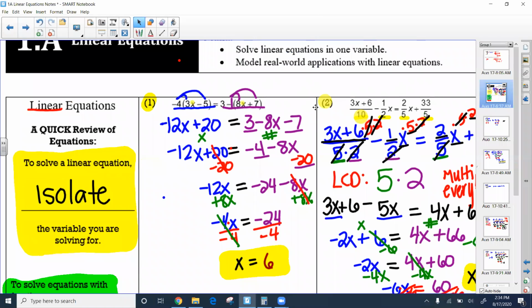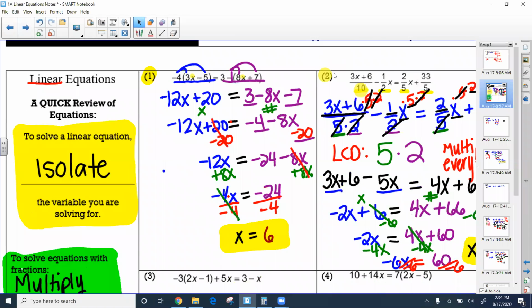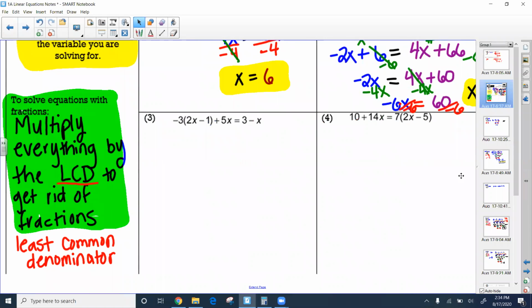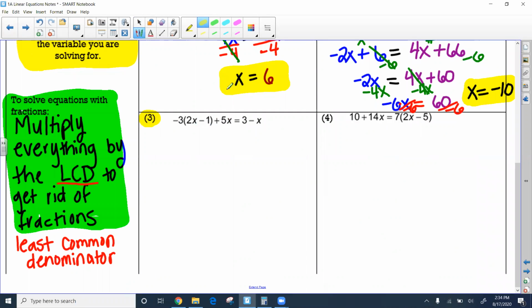So far, we've done 2 examples in the notes, 1 and 2 here. And like I said, we're going to do 2 more, number 3 and number 4. So go ahead and write down example 3: -3 times the quantity 2x minus 1 plus 5x equals 3 minus x.